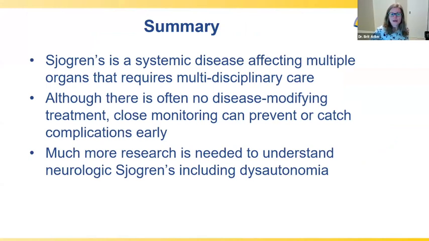So in summary, Sjögren's is a systemic autoimmune disease affecting multiple organs that requires multidisciplinary care. We don't have an FDA-approved disease-modifying treatment, but it is important if you have Sjögren's to get diagnosed and to be monitored closely so you can prevent or catch complications early. And I think that a lot more research is needed to understand particularly neurologic Sjögren's, including dysautonomia, and how to treat it.